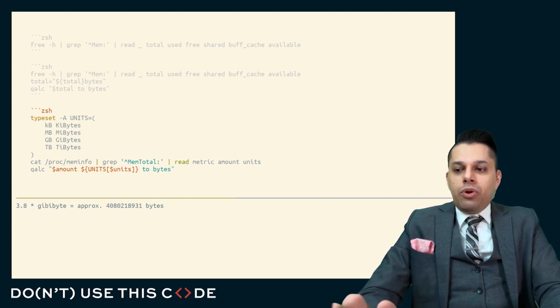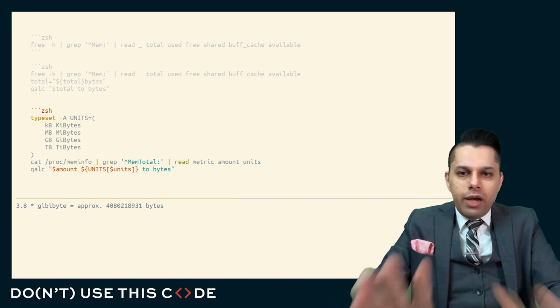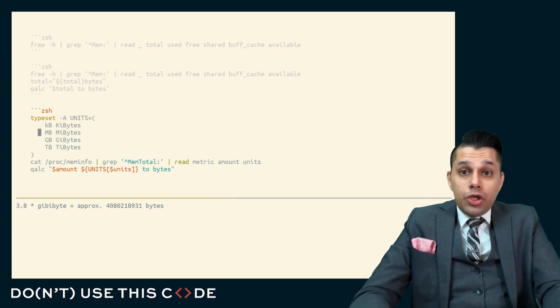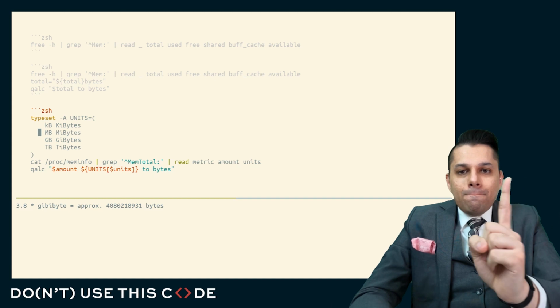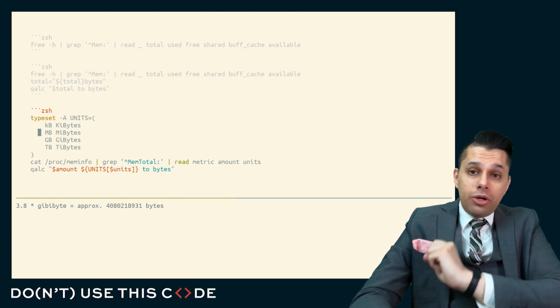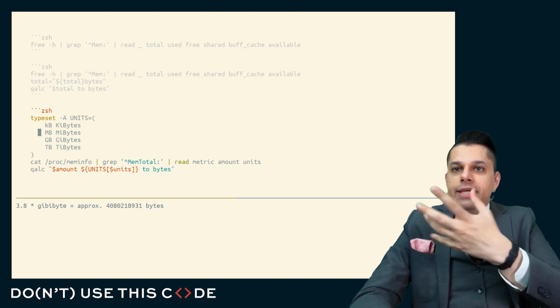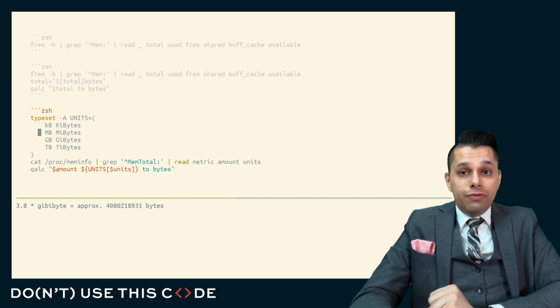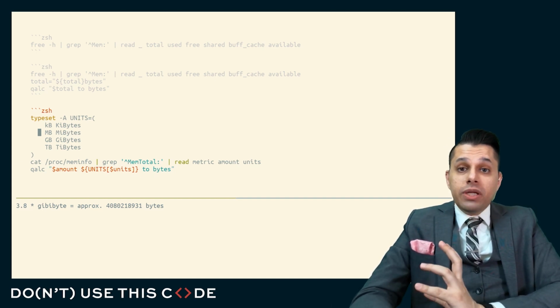Do not get rid of programs in the world like free. They are very useful. They're useful for human beings to work interactively. But try to find what their partner programs or partner approaches are. For every free, is there a cat /proc/meminfo? And to a large degree, there often is.